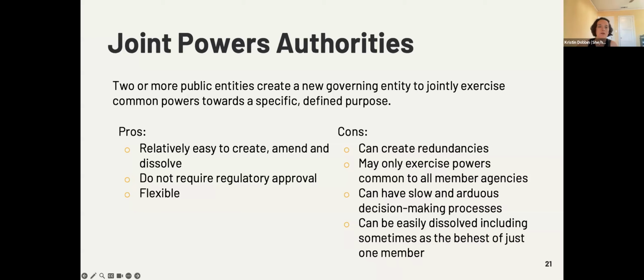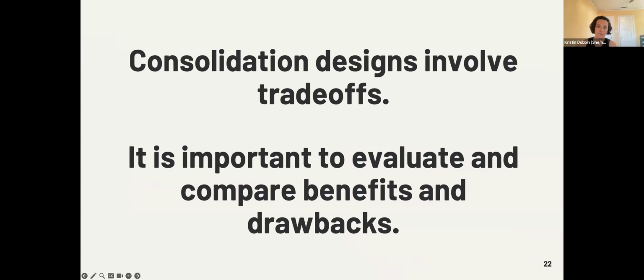And one important thing I don't think I said before is that decision-making in joint powers authorities can be slow. Oftentimes decision-making is set up so that first the members have to decide at their own board meetings, and then it has to go to the joint powers authority meeting. That can really add time to making decisions, and that's something important to be aware of when deciding to move forward with a JPA. And again, they can potentially be easily dissolved.